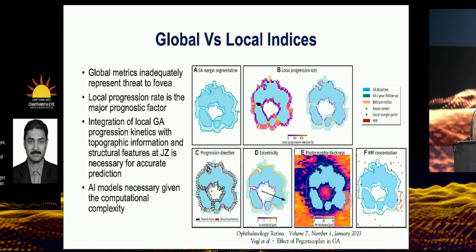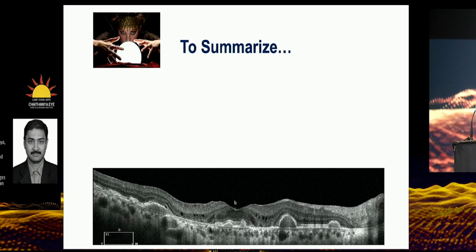Otherwise, you don't. So it's not like looking into a crystal ball to find out whether this lesion is going to progress and involve the fovea or not. It is more like connecting multiple dots to see the larger picture.